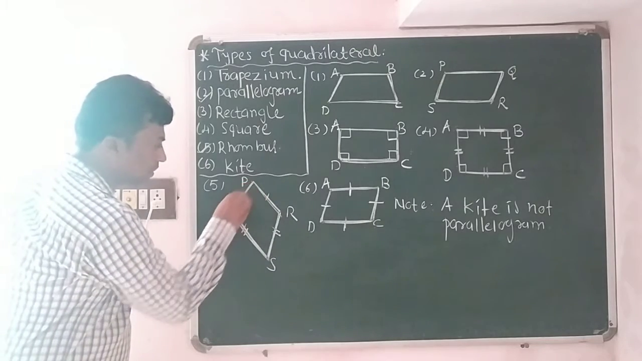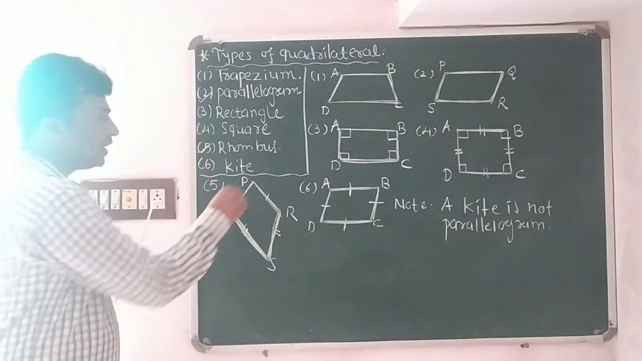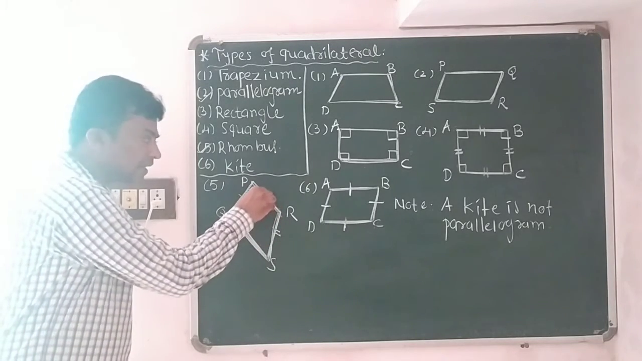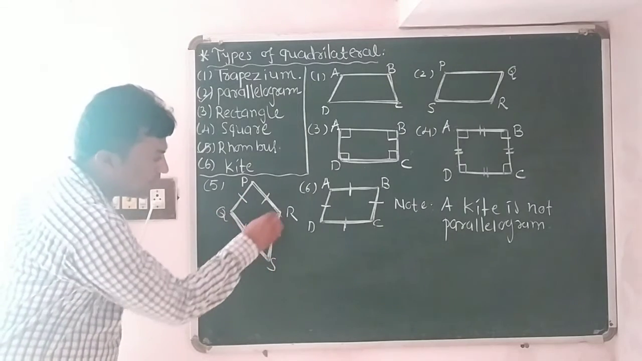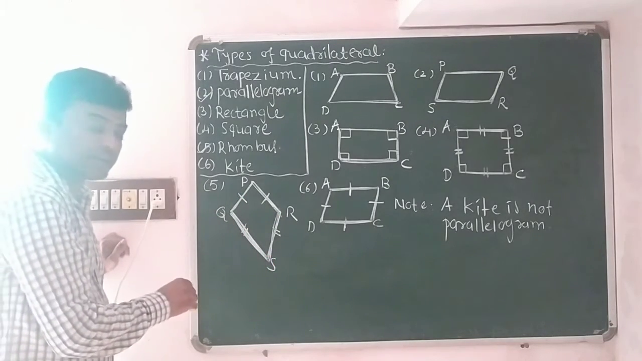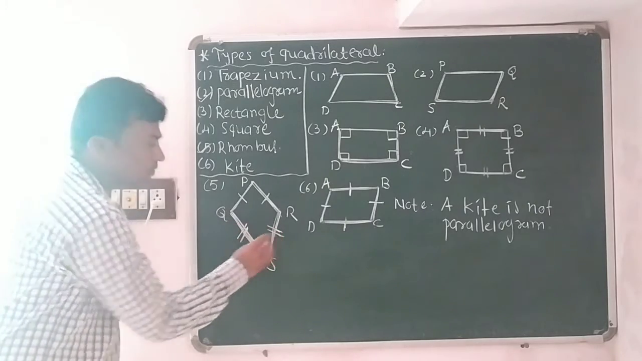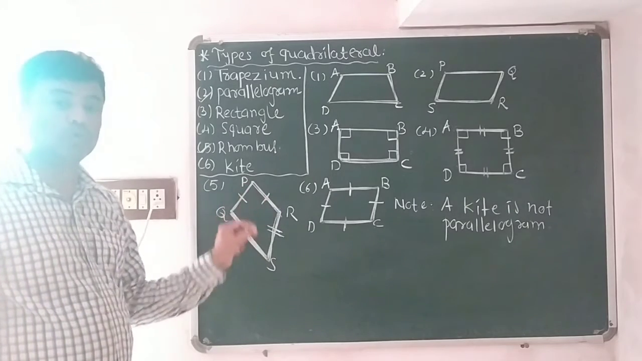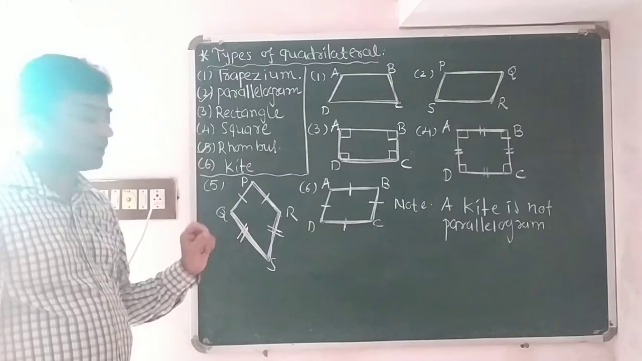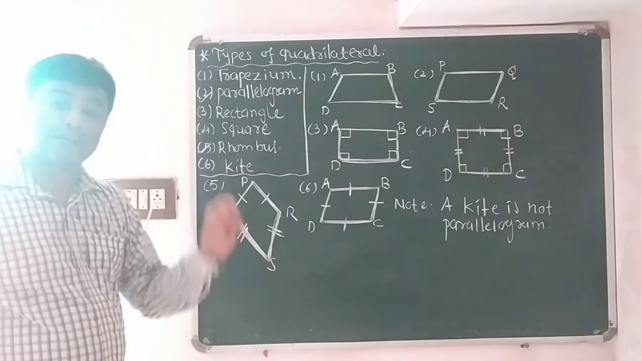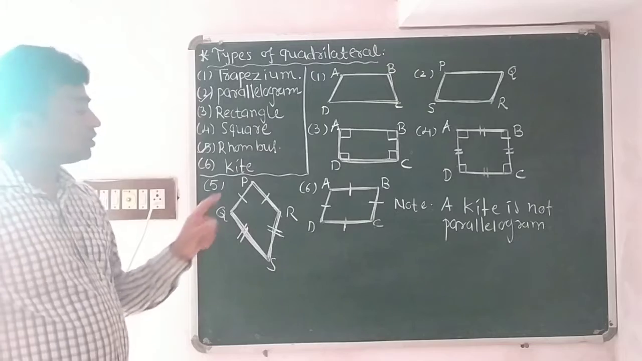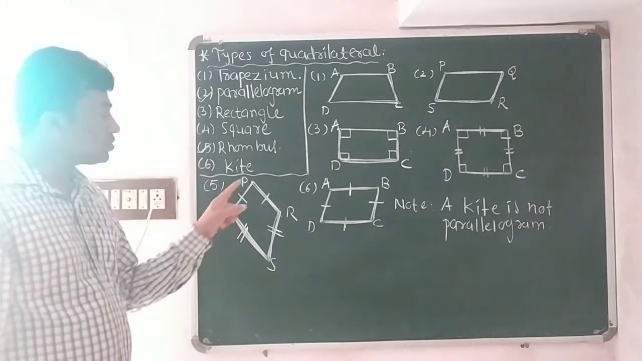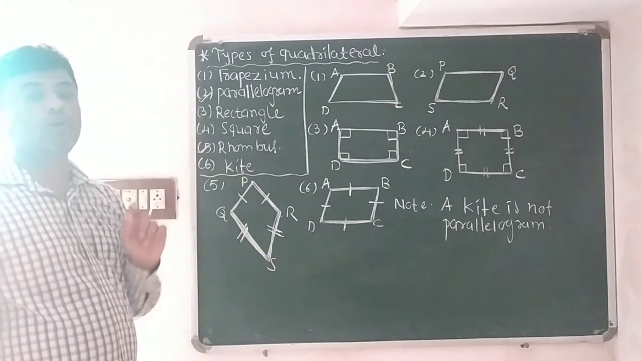PQSR is the kite. And see children, PQ and PR are adjacent sides and they have the same length. In the same way, QS and RS both are adjacent sides and they have the same length. So in the quadrilateral, PQ and PR both are adjacent sides and they have the same length. QS and RS both are adjacent sides and they have the same length. So here adjacent sides are equal in length. So the quadrilateral is called kite.